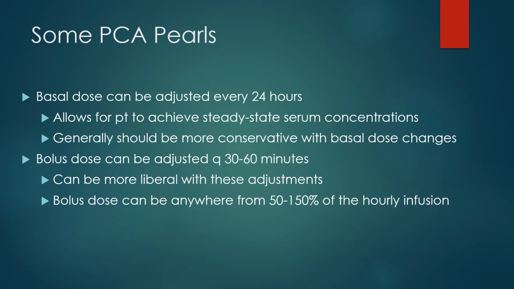Here are some PCA pearls. The basal dose can be adjusted every 24 hours. It allows for patient to achieve steady state serum concentrations. Generally should be more conservative with basal dose changes. The bolus dose can be adjusted every 30 to 60 minutes and can be more liberal with these adjustments. The bolus dose can be anywhere from 50 to 100% of the hourly infusion.